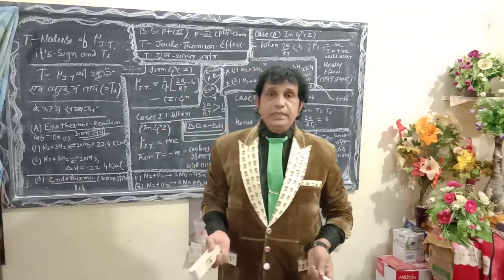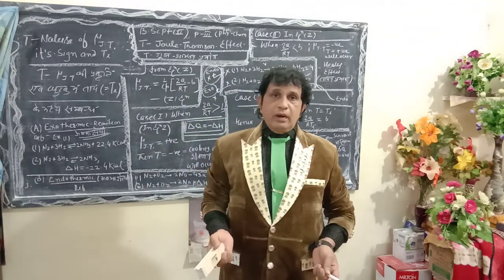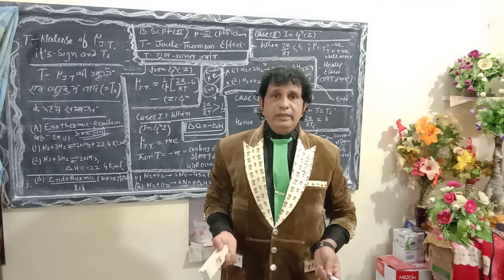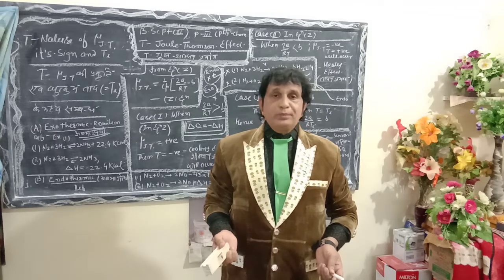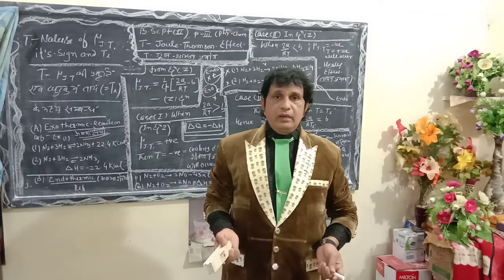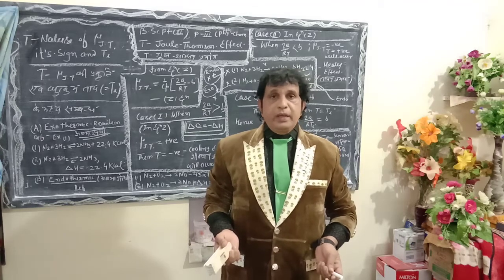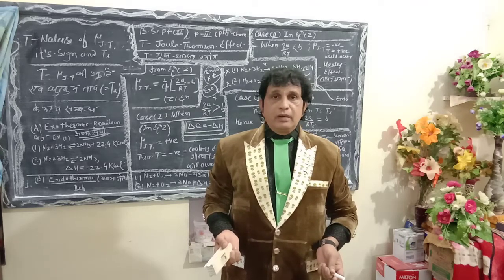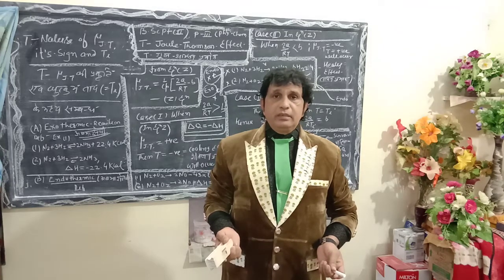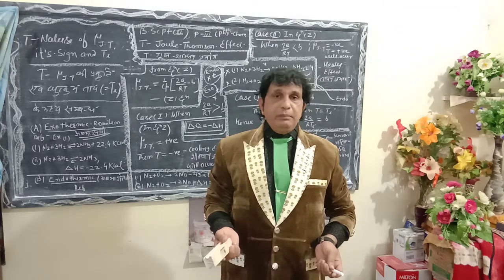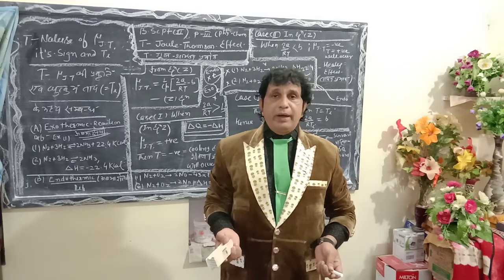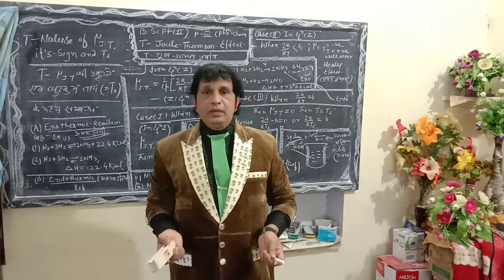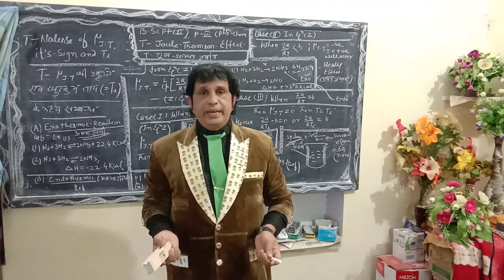Yesterday we were expressing the definition, terminology, and concept of the Joule-Thomson coefficient and inversion temperature. But today I am going to deliver a very interesting quantitative relationship between the Joule-Thomson coefficient, which is symbolized by mu-J-T, and inversion temperature, symbolized by Ti.